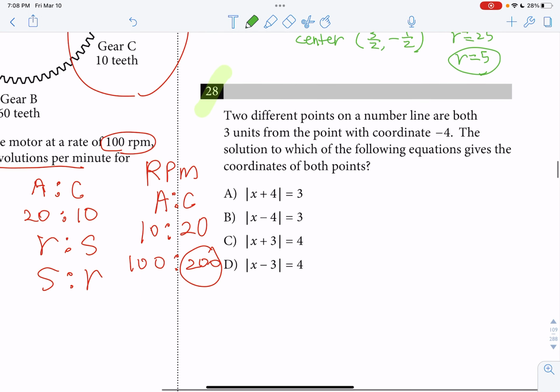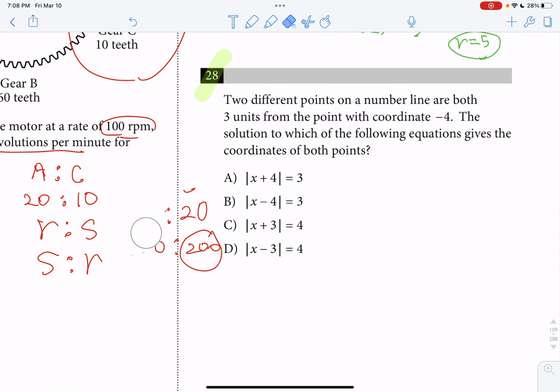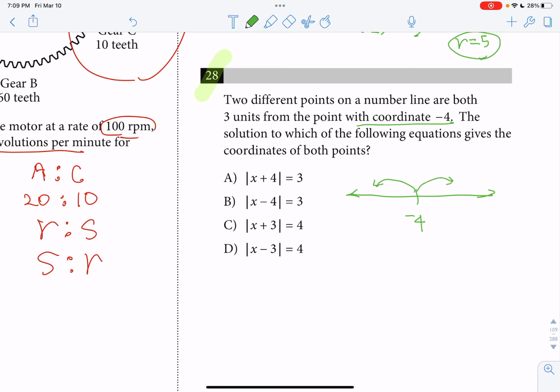And then the next number here, I'm going to erase these parts here. Two different points on the number line are both 3 units from the point with coordinate negative 4. So if you draw a number line, there's a negative 4 here for the coordinate. And then the distance from here in both directions is 3 units. Then what is this one? Those numbers, I will say x. And how do you express this situation?